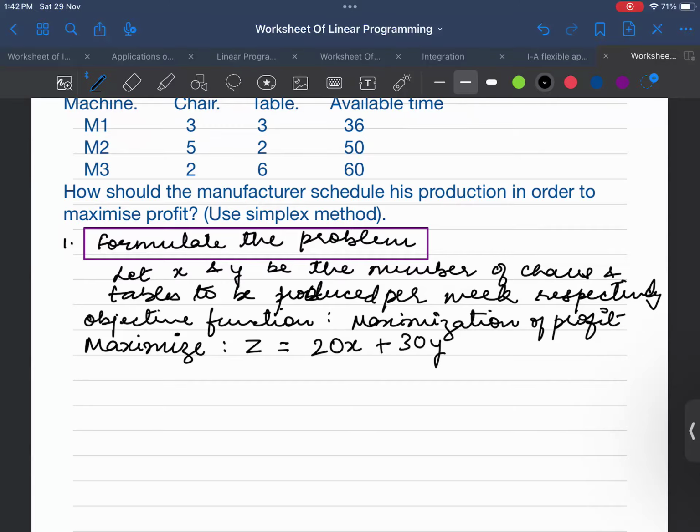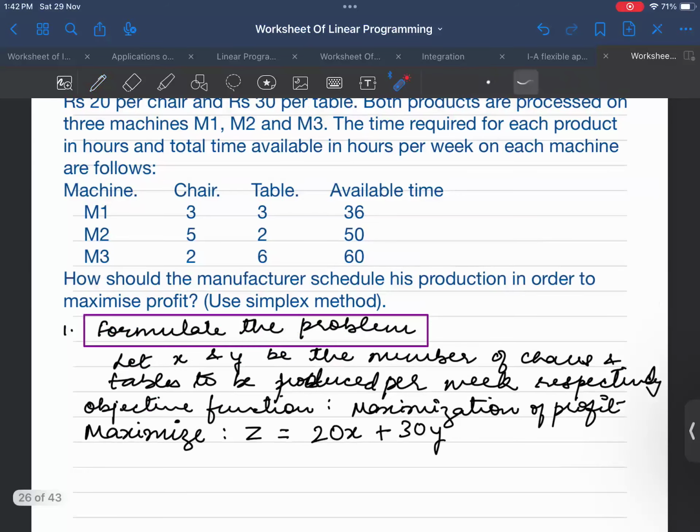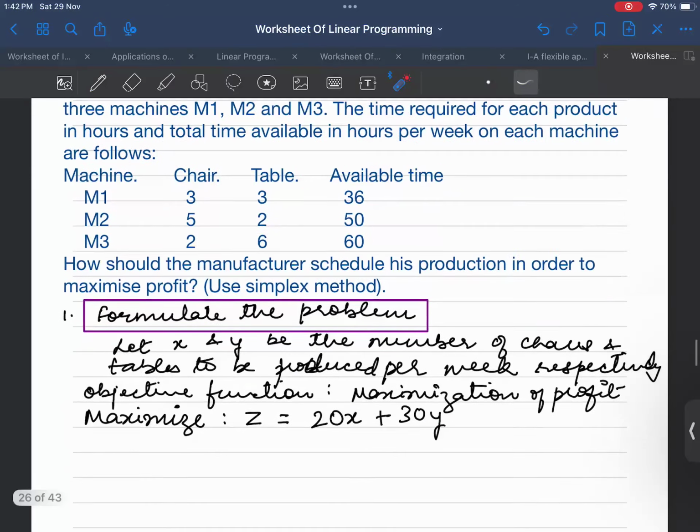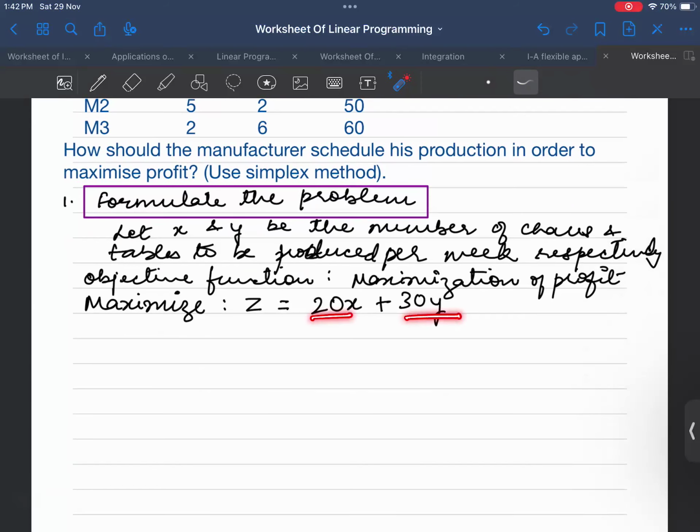Why am I using 20x and 30y? See, it is given profit is rupees 20 per chair and rupees 30 per table. If you're producing one chair, you are getting rupees 20 profit. But here we are producing x number of chairs, so profit would be 20x. And the same way, for one table it is rupees 30, and we are producing y tables, it would be 30 multiplied by y, that is 30y. And the total profit would be, adding both, 20x plus 30y. Right?